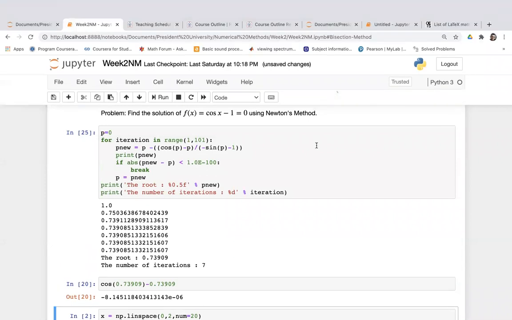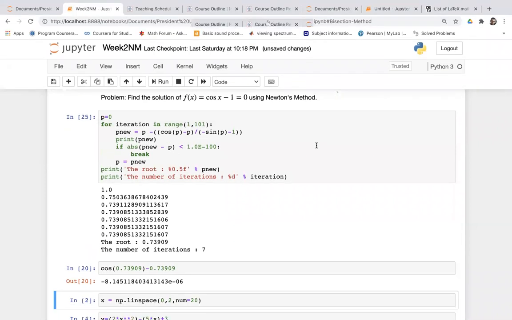Sir, later can the Jupyter file be shared, Sir? Yes, I will. I will put it in eCampus, so you can access it from there. Okay, Sir. Thank you. So the purpose is so you can play with this.